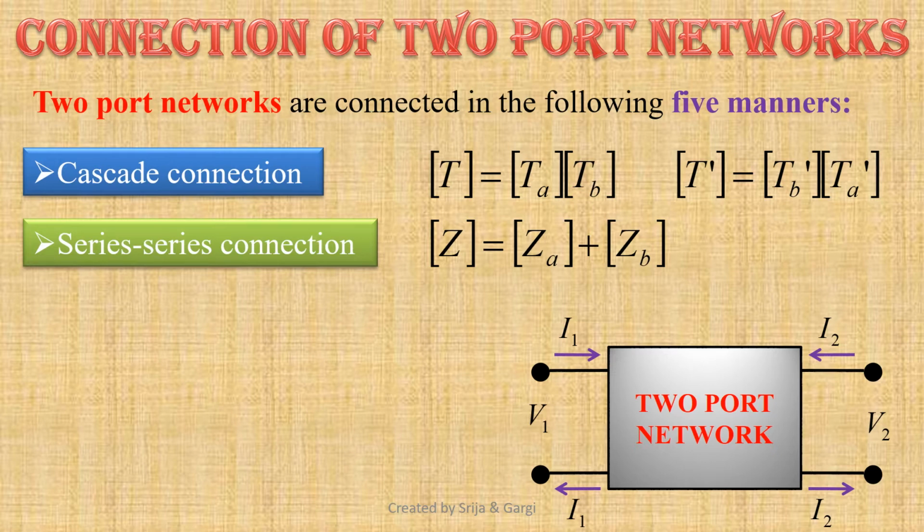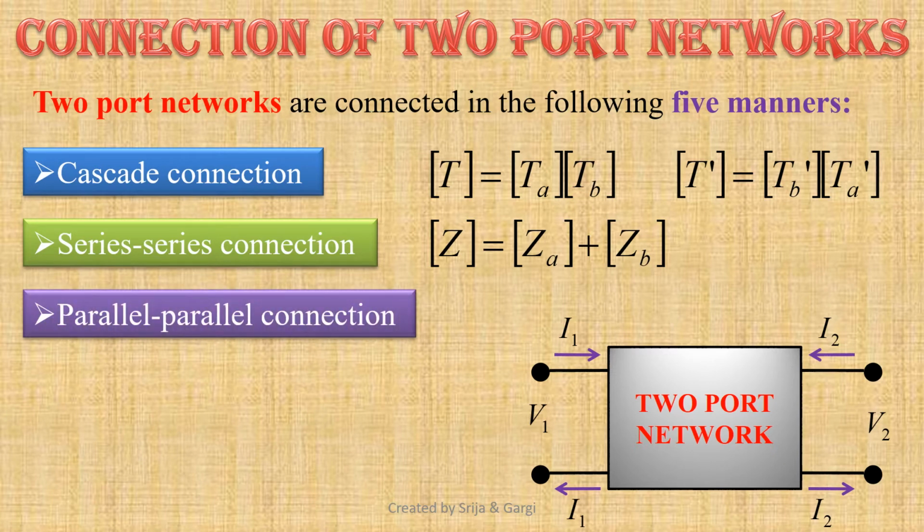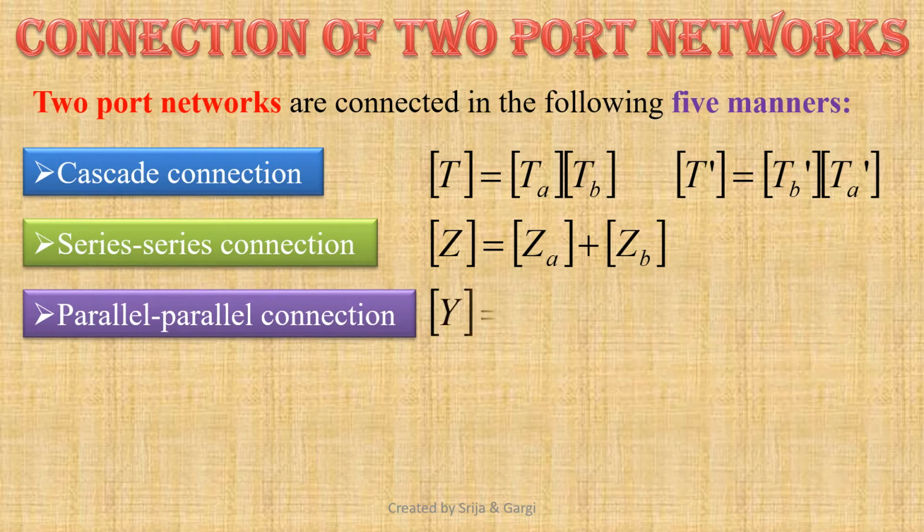When both the input ports and output ports are connected in parallel, we call it parallel connection. The overall Y parameter matrix of parallel connected two-port networks is the sum of the Y parameter matrices of each individual two-port network connected in parallel fashion.